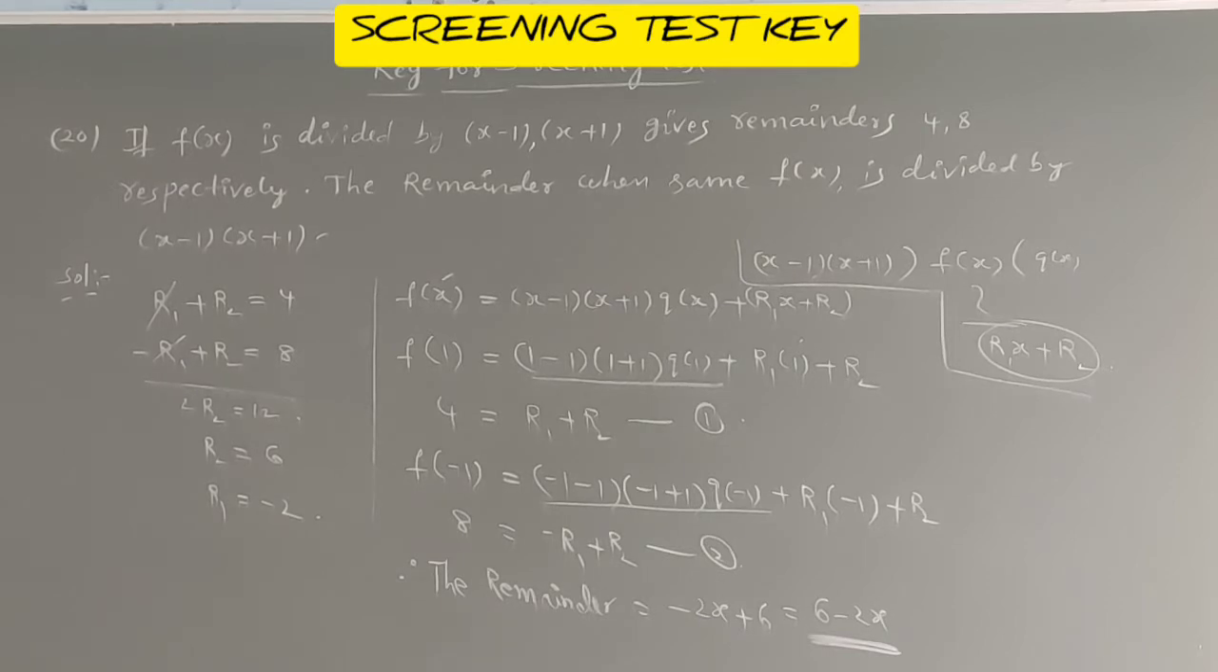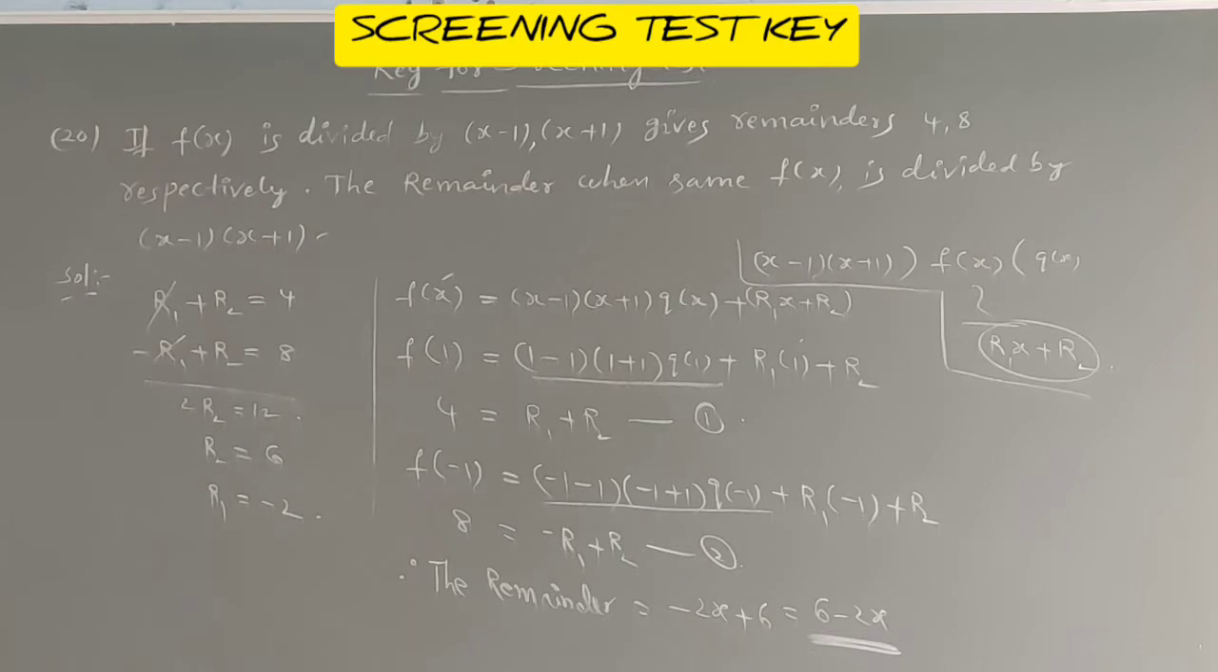If it is divided by x minus 1 and x plus 1, the remainder is R1x plus R2. Divisor's degree is always greater than remainder's degree. So here the divisor's degree is 2, that's why the remainder's degree is 1. So a general polynomial of degree 1. The general form of a polynomial of degree 1 is ax plus b. Actually, in terms of the remainder we require, that's why R1x plus R2.